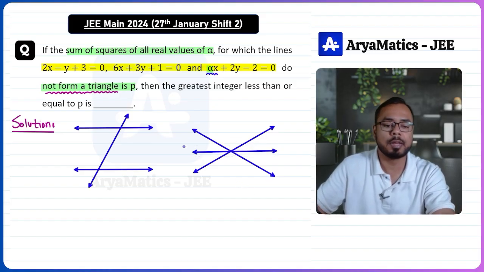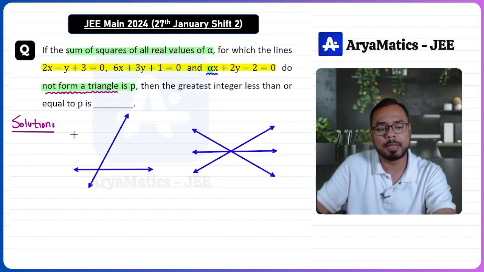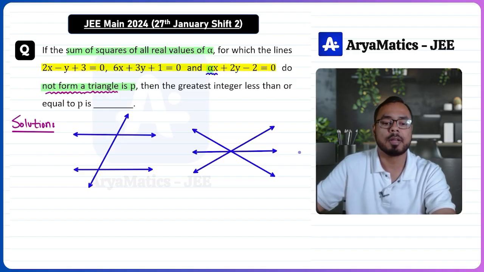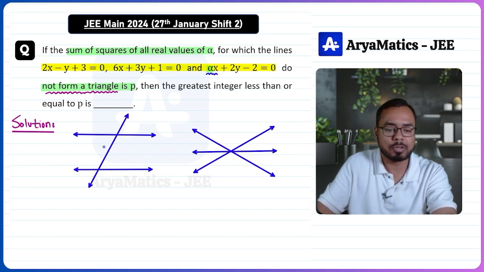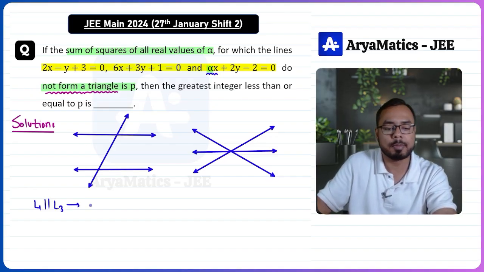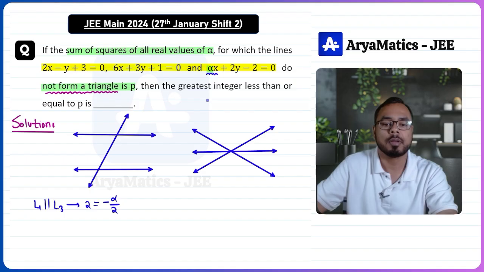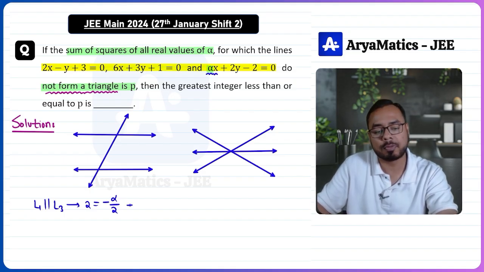One case when any two of the three lines are parallel, another possibility when all three lines are concurrent. So let us find the different values of alpha in these two cases, and then P is the sum of squares of all those values of alpha. First, let us solve the case when any two of the three lines are parallel. One possibility is that line L1 is parallel to line L3. If lines 1 and 3 are parallel, the slope of line 1 is 2, and the slope of line 3 is minus alpha by 2. For parallel lines, they will have equal slope. So from here, we are getting alpha as minus 4.